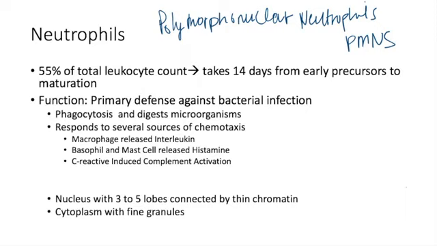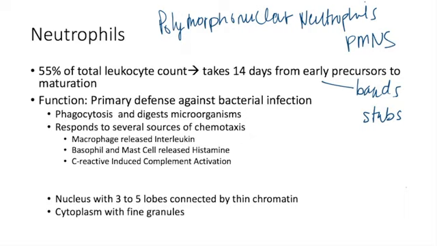Immature neutrophils are called bands or stabs. It takes 14 days from early precursors to maturation, and these early precursors are called bands or stabs. Either one is correct. They reach that fully mature state in the bone marrow, and these mature neutrophils are called the marrow neutrophil reserve when they're in there. Normally it takes about 14 days for neutrophils to develop from the early precursors, and this can be accelerated by infection or treatment with colony stimulating factors.